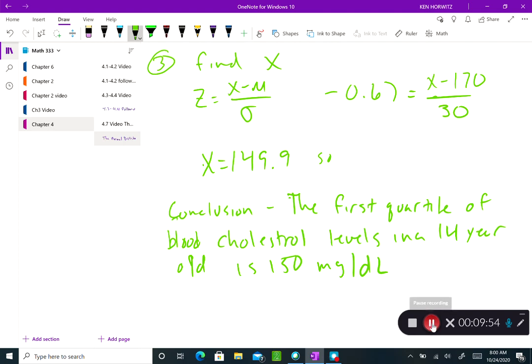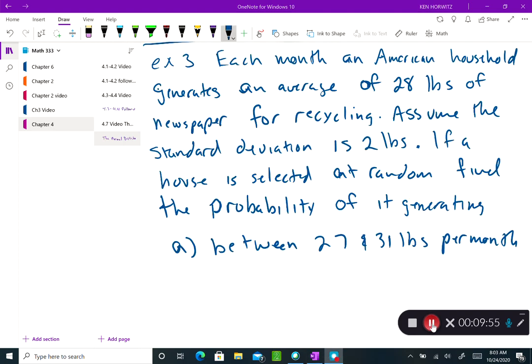Great. All right, example 3. Slightly longer one. I have 2 parts to it. So we're going to do, obviously, the first part first. Each month, an American household generates an average of 28 pounds of newspaper for recycling. Assume the standard deviation is 2 pounds. If a house is selected at random, find the probability of it generating, and the first part says between 27 and 31 pounds per month.